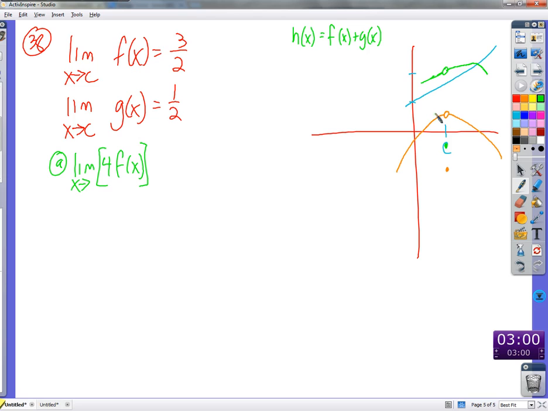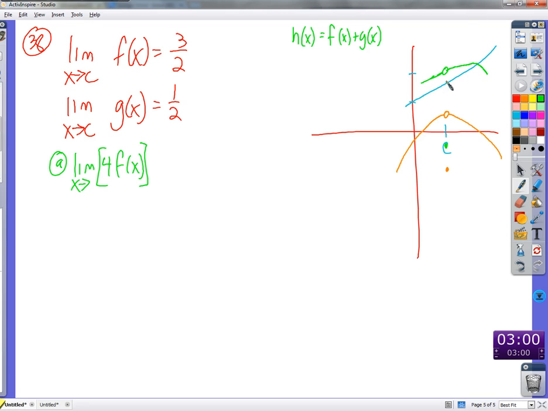That means every point on f of x, every y value, is going to get multiplied by 4. So it's going to be 4 times steeper, and every value will be 4 times higher than this function. So we're going to multiply this by 4, and we're going to go up to this. That's going to be very, very high, much higher than these two compared to each other.